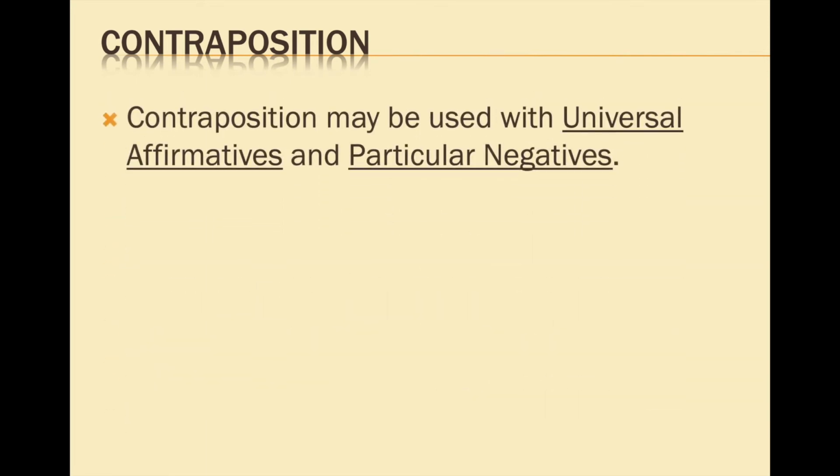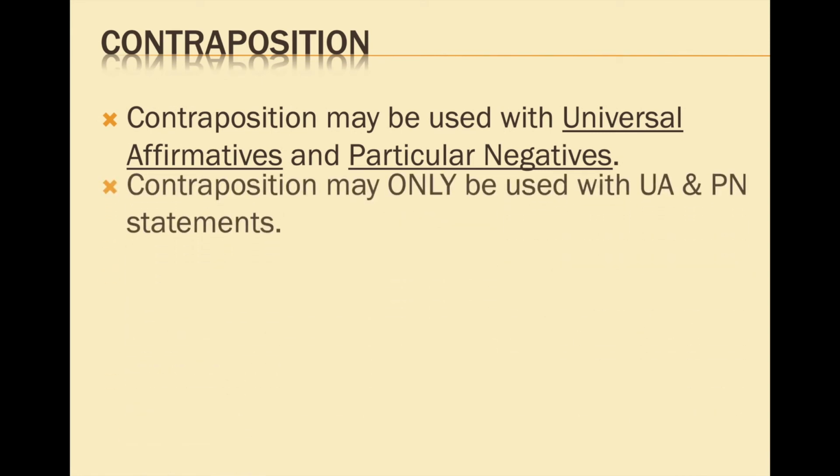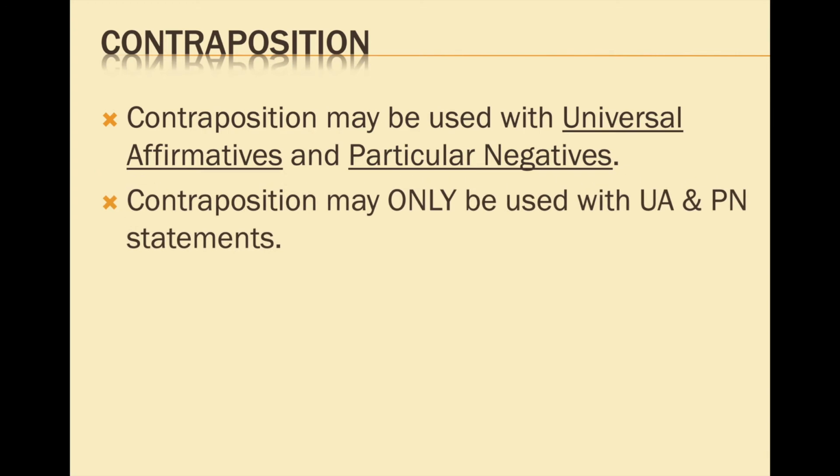And then our final operation is called contraposition. Contraposition may be used with universal affirmatives and particular negatives, and it may only be used with universal affirmatives and particular negatives. You cannot contrapose universal negatives or particular affirmatives because you won't get a logically equivalent statement. So again, one of the things you have to remember is you can use obversion with any statement. You can use conversion with universal negatives and particular affirmatives, and contraposition with universal affirmatives and particular negatives.